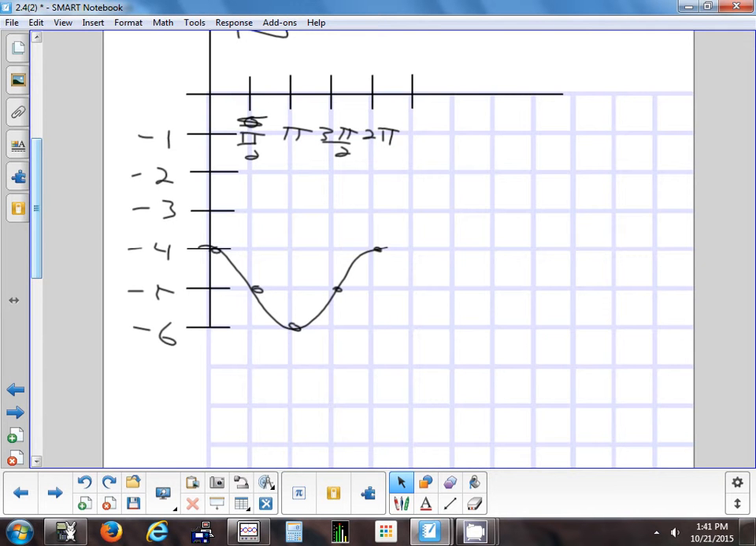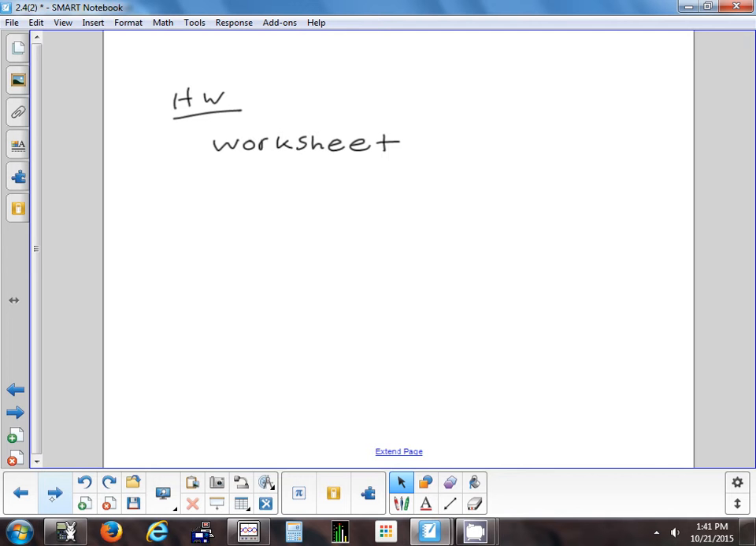All right, so that's vertical shift. So now we know how to do phase shift, amplitude change, vertical shift. That only leaves 1 left for tomorrow. Right, so the homework tonight, it's same idea as last night. Okay, worksheet, 5 questions.